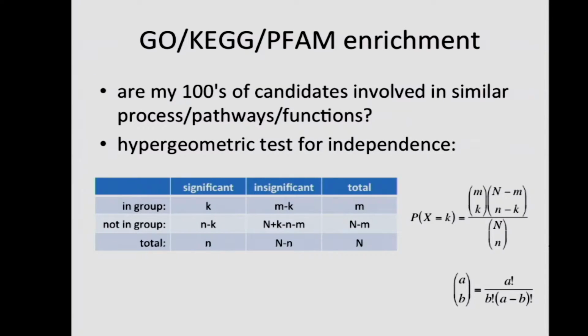Is there something surprising? The statistics here ask, how likely would you have gotten this just by random chance, just by randomly assigning a group?